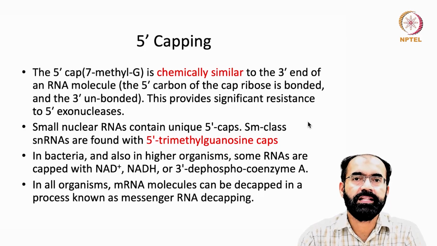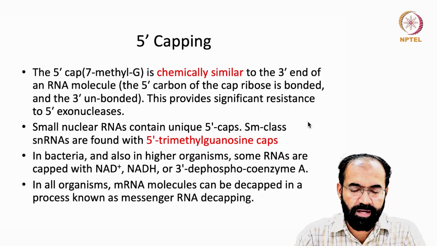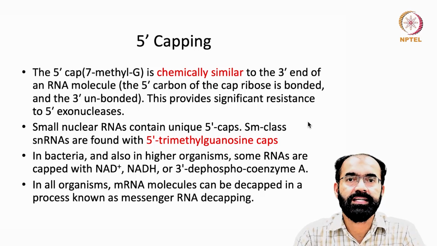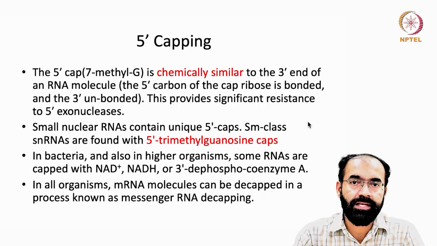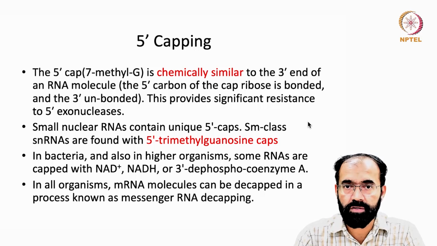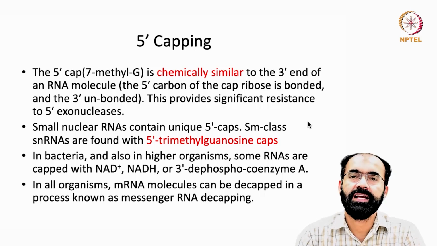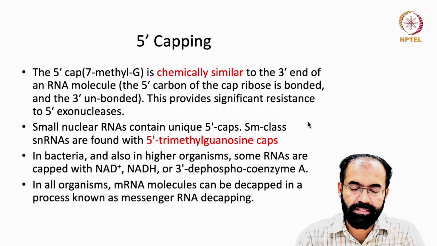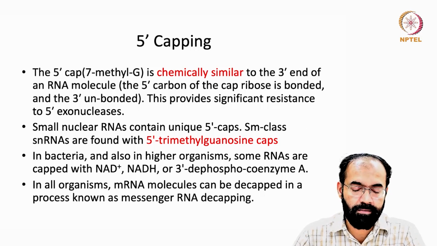So in the previous class, we were talking about the 5' cap. The 5' cap is a structure that stabilizes the RNA from degradation. It can be any molecule, but not any random molecule. There are different possibilities of 5' capping, but in general it is a 7-methyl guanosine cap that exists as the 5' cap in every RNA molecule.